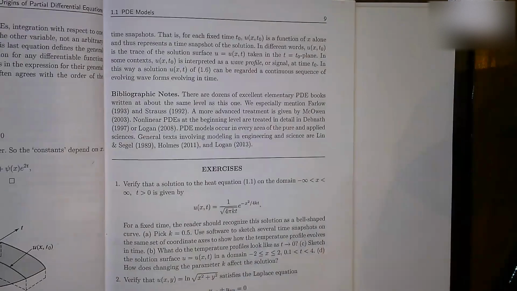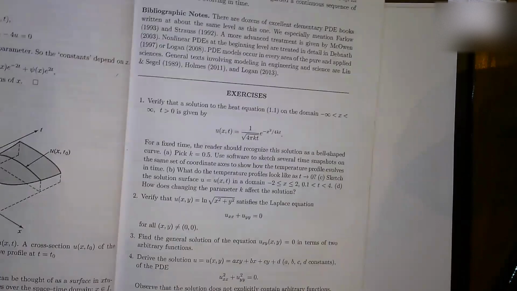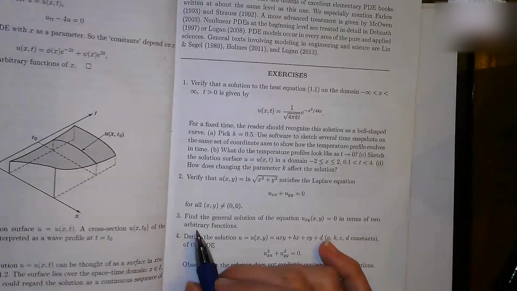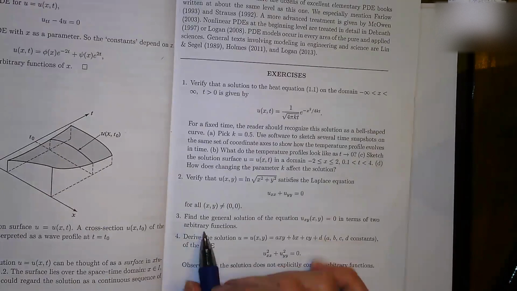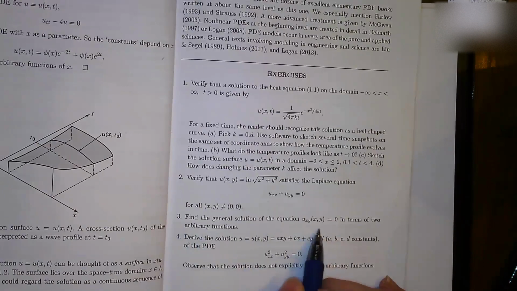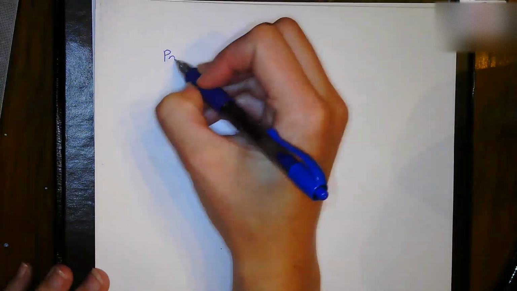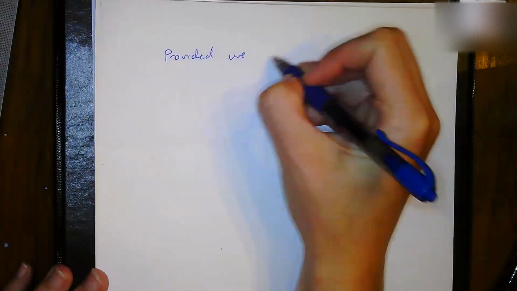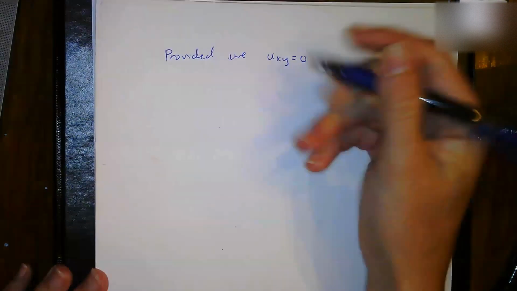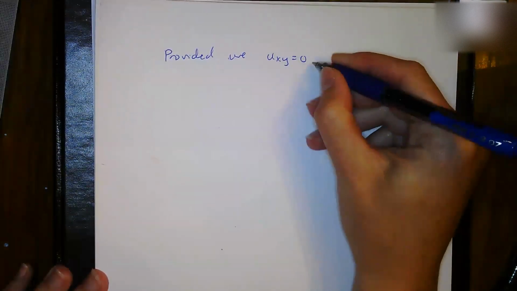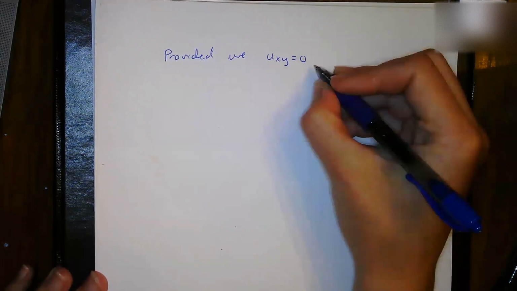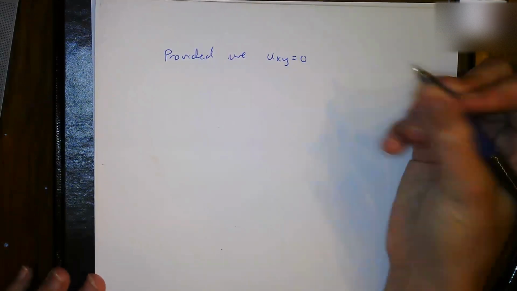We're going to work on number 3. So section 1, exercise 3: find the general solution of the equation u sub xy equal to 0 in terms of two arbitrary functions. So, provided we have u sub xy equal to 0, we need to find two arbitrary functions in the general solution.